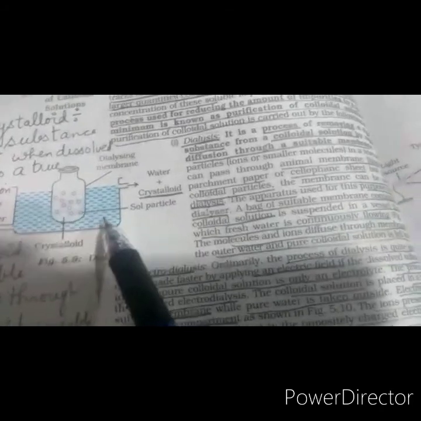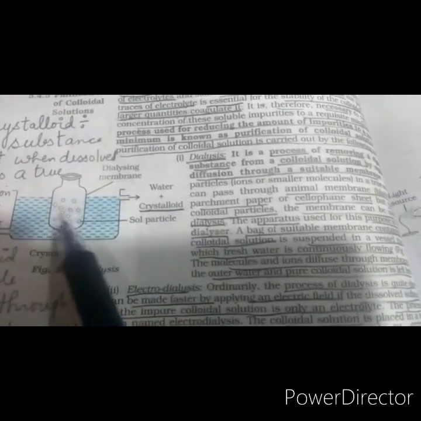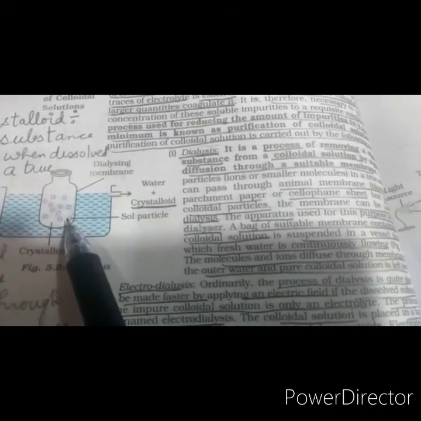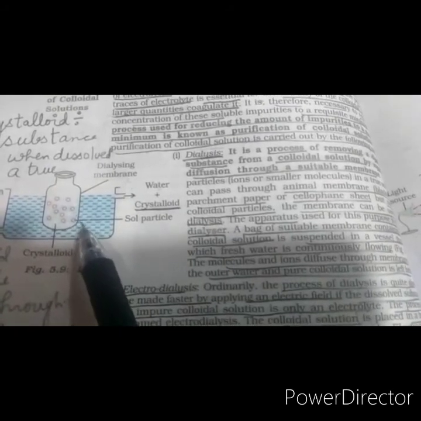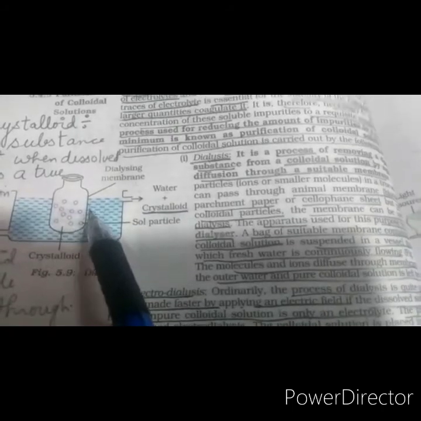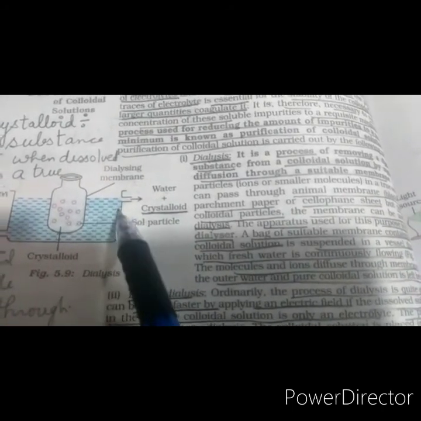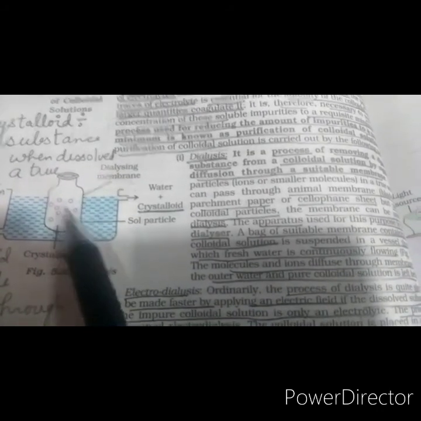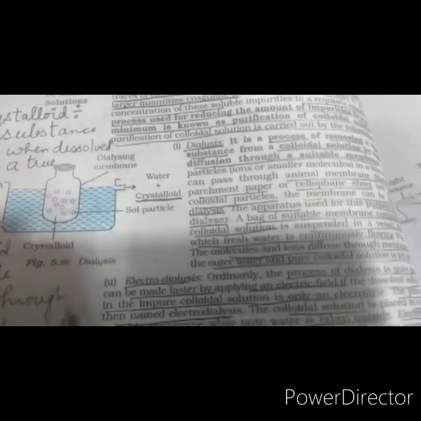This dialyzer contains a bag of suitable membrane. This is a bag of suitable membrane, and it contains the colloidal solution, and it is suspended in a vessel in which fresh water is continuously flowing. From this membrane, the ions and other molecules diffuse into the outer water, and the pure colloidal solution is free from all these impurities.